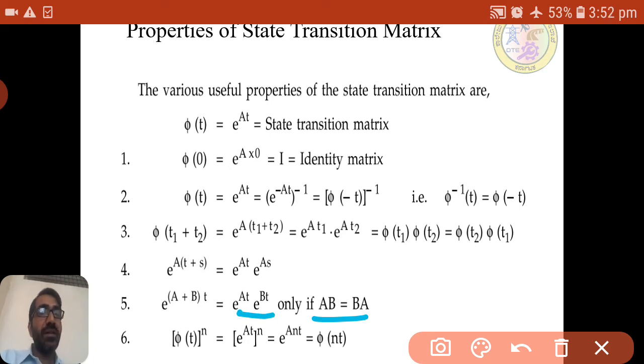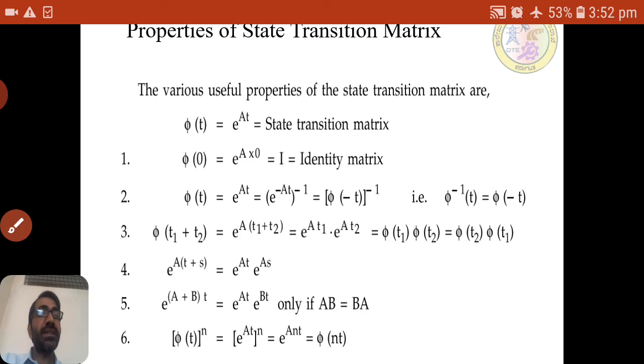And if we take pi of t raised to n, pi of t is nothing but e raised to at, so we can write e raised to a nt. Therefore we can write pi of t raised to n is equal to pi of nt. So these are the 6 properties.